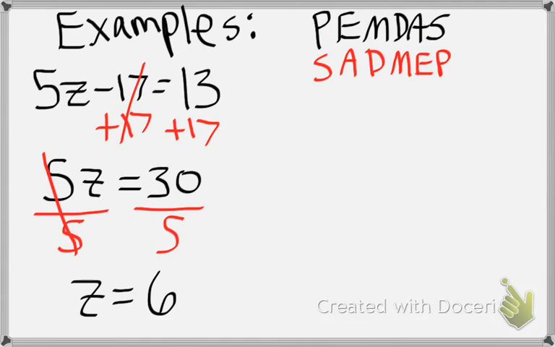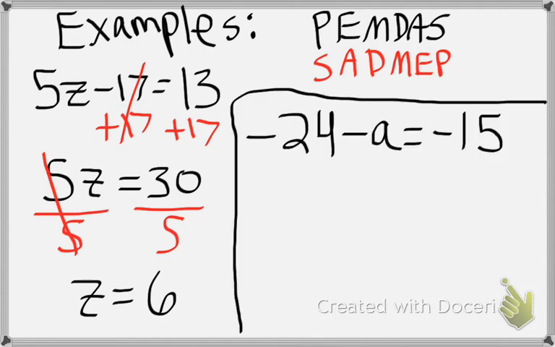And if you're not sure, plug it back in. 5 times 6 is 30. 30 minus 17 is 13. So we would have 13 equals 13. Well, hey, that's a true statement. Therefore, that's definitely our solution. That's how we check our answers. This is one of those topics in math where you shouldn't be guessing whether or not you have the correct answer or not, because you can quickly check.